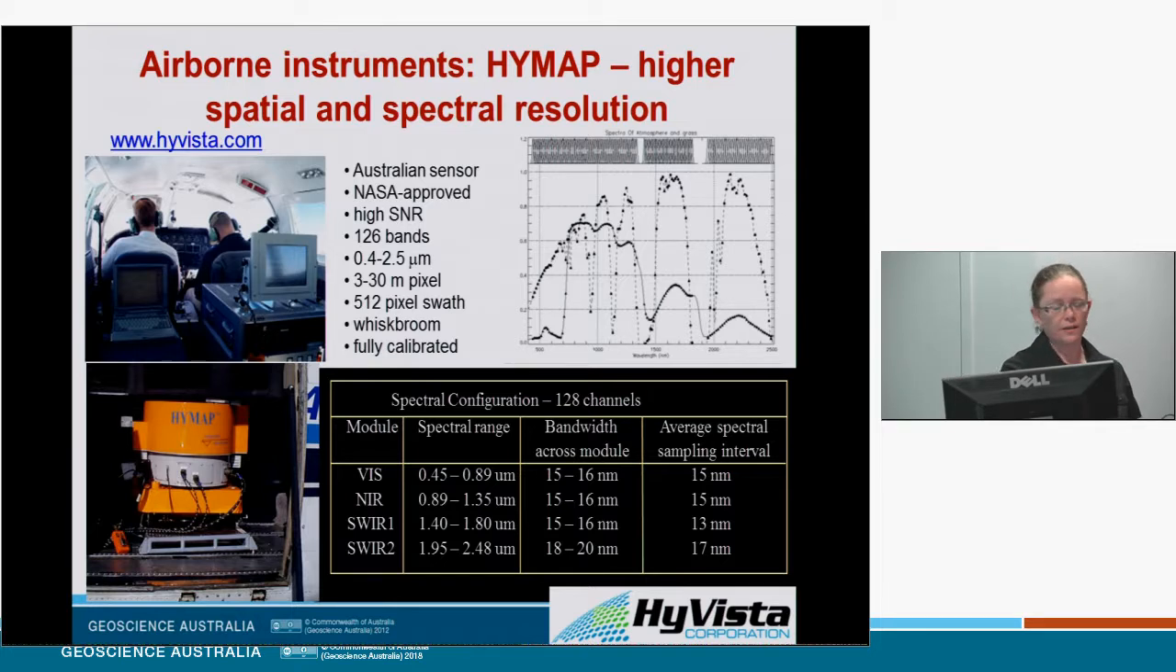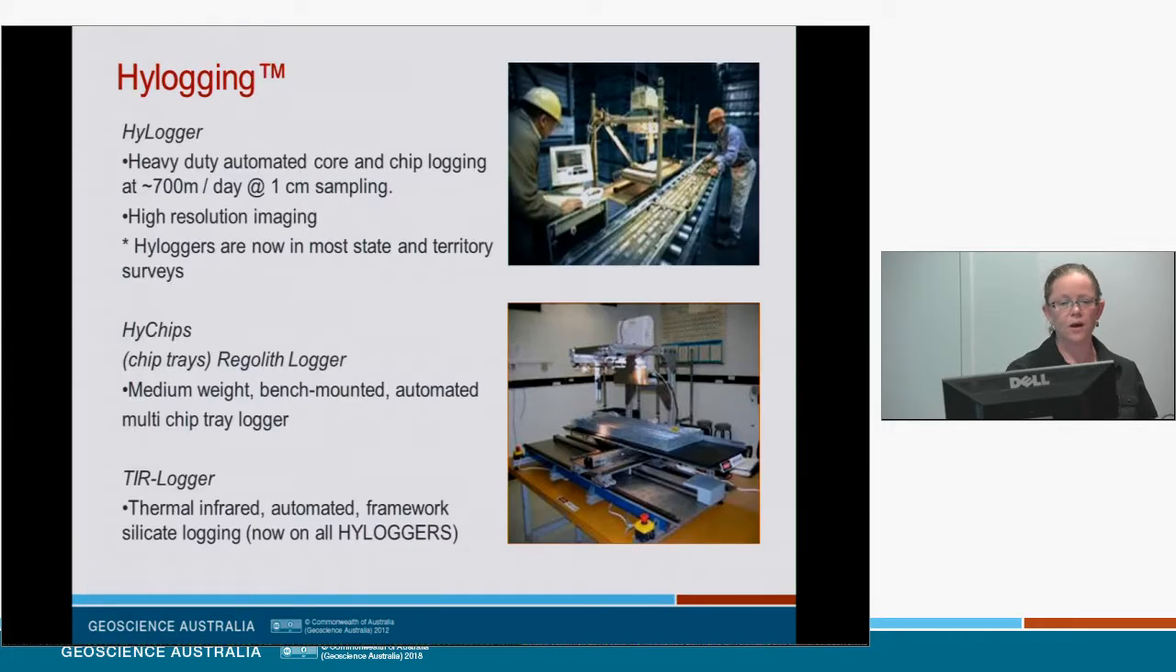And yeah, that's another kind of enhanced data set. Also, another hyperspectral tool we have is for core logging. So this is sort of at the smaller scale. There's the instrument called the HyLogger, which is now in most of the state and territory surveys. And it's basically a heavy-duty spectral scanner. It also collects a high-resolution image of your core. There's a smaller version called HyChips, which does chip trays.